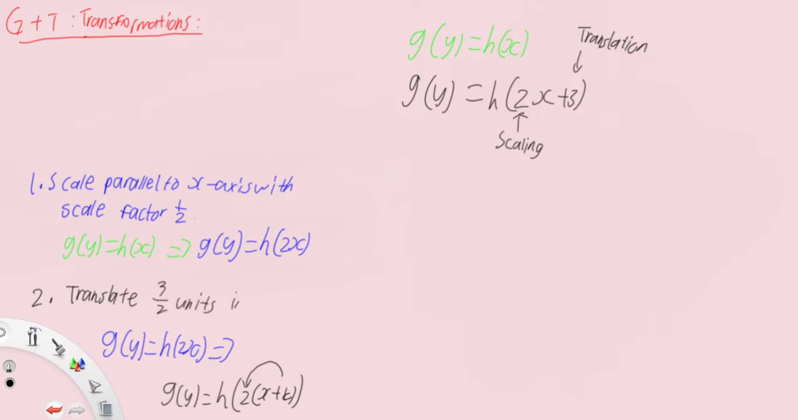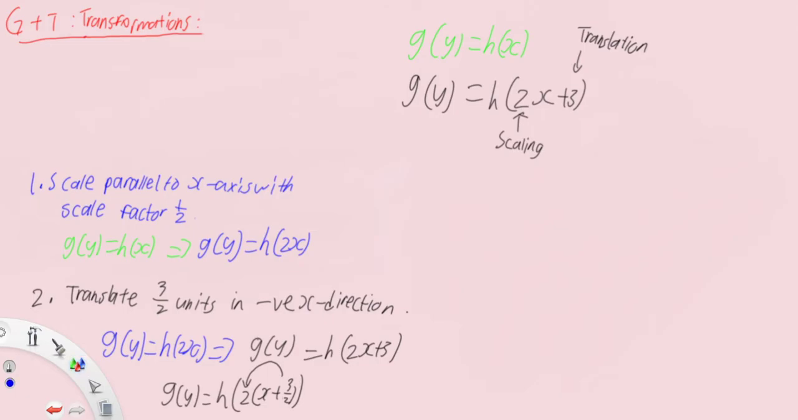Since it's plus, we translate in the negative x direction. Not negative x-axis, but negative x direction. This will then give us gy equals h2 bracket x plus 3 over 2, which will then give us 2x plus 3. So that is if we were to scale first and then translate, which brings me to my next point: it is often better to translate first, then scale.